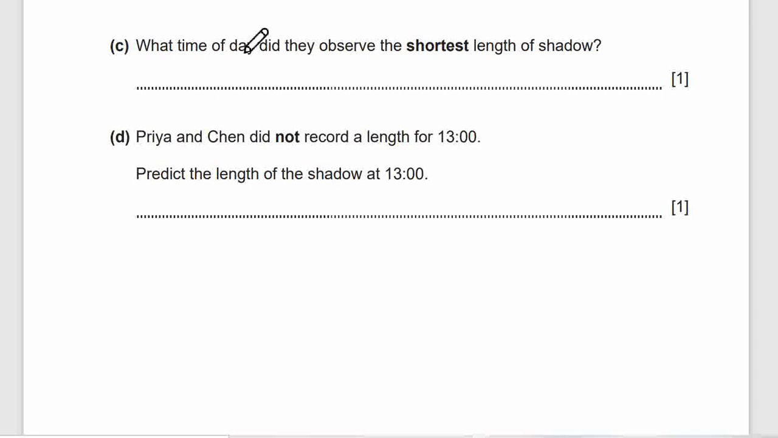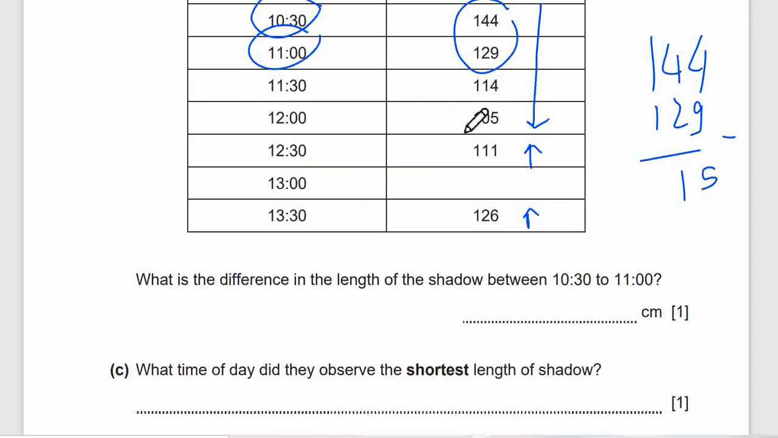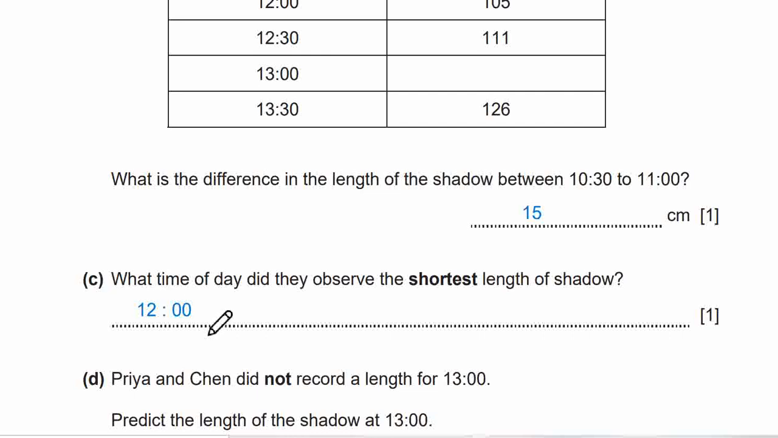What time of day did they observe the shortest length of shadow? Well, what we've seen here is 12 because it's the shortest. After that, it increased again at 12:30, so it's 105. It's 12:00.